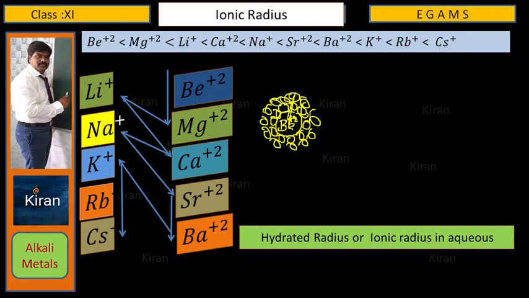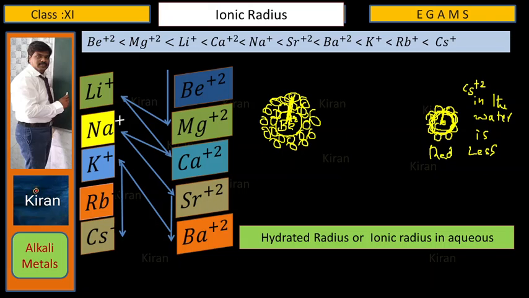Hence, its atomic radius increases in the water. Without water, it is small. With water, its atomic radius is high. When you go to cesium, this is the cesium. Cesium atom is a bigger atom. This is the nucleus. Because of its big size, it holds fewer water molecules. Hence, in the water, cesium ion radius is less.